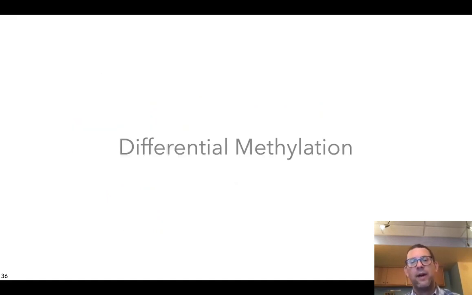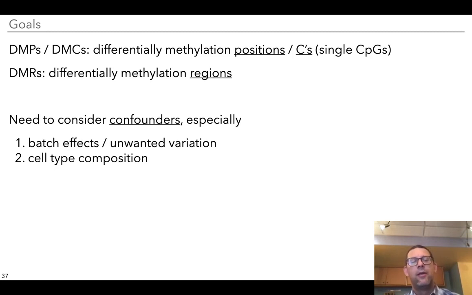Finally, let's talk a little bit about differential methylation analysis. Broadly speaking, you can think of analysis of methylation data as being focused on finding differentially methylated positions, or single CpGs, where you do an analysis that's unaffected by the nearby CpGs. And then there's another set of methods where you arrive at differentially methylated regions, where you want to find many CpGs that are jointly differentially methylated between your conditions.